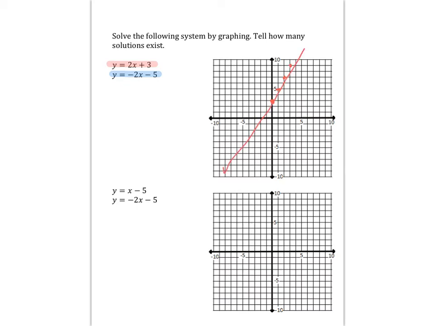Go ahead and connect those points, make my line as straight as possible, and then I'll go down 5, then my slope is -2. So I can see here that the two lines intersect once, and where they intersect is the one solution, and that one solution is at (-2, -1).